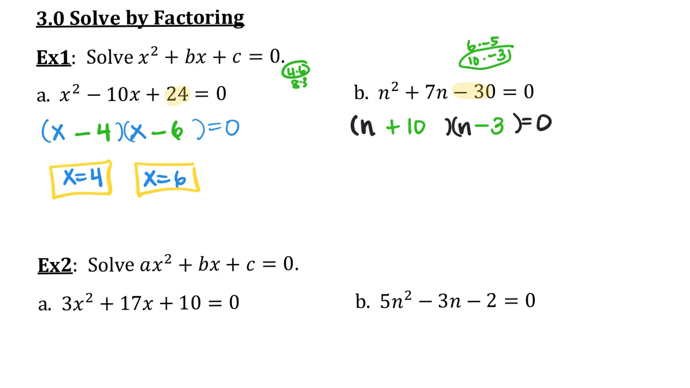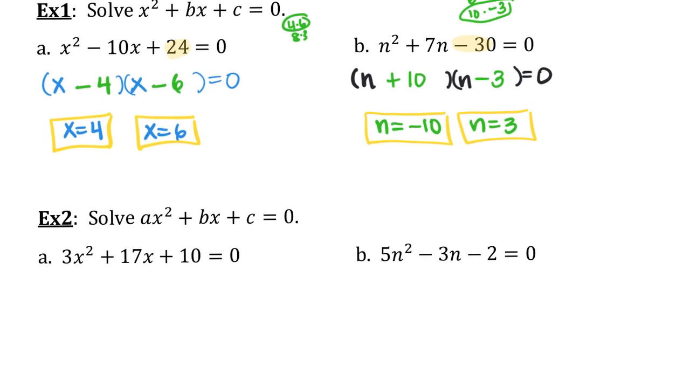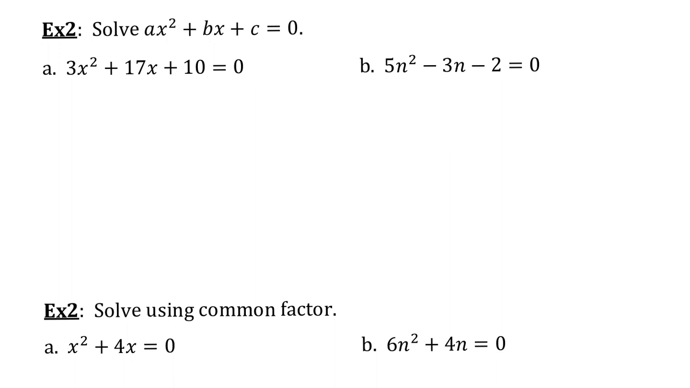Zero product property. n equals negative 10, and n equals positive 3. And if you wanted to check, if you plug each of those numbers back in the original, you will equal 0. Okay, next example is when we had ax squared plus bx plus c equals 0. So there's a coefficient on the x squared and there's no common factor.